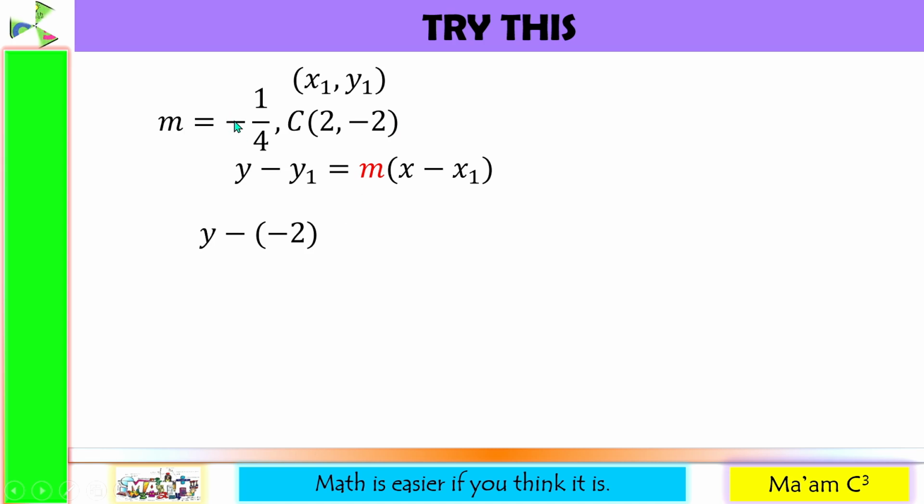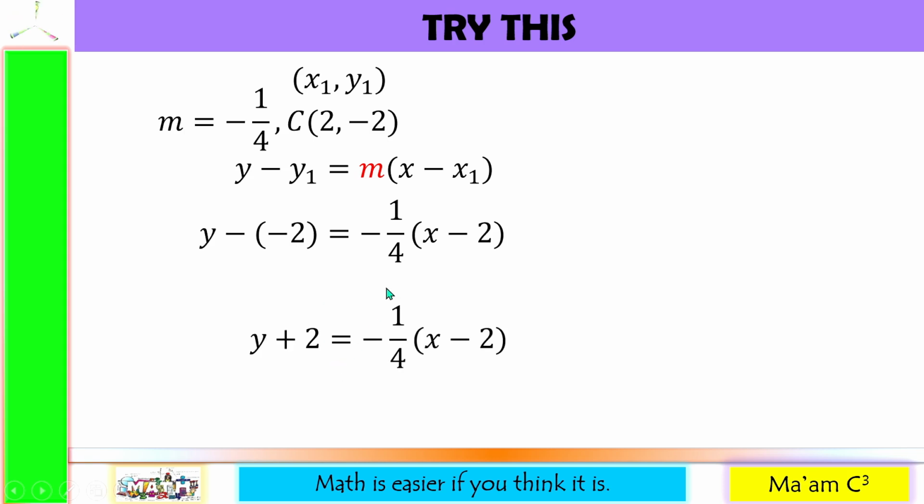Our slope is negative 1/4, equals negative 1/4. And then we have x minus x sub 1. Our x sub 1 is positive 2, so this will be x minus 2. Let us simplify this. Negative, negative will become positive. Now let us distribute negative 1/4 to x, negative 1/4 x. And then negative 1/4 times negative 2 will give us positive 2/4. 2/4 here can be simplified as 1/2.